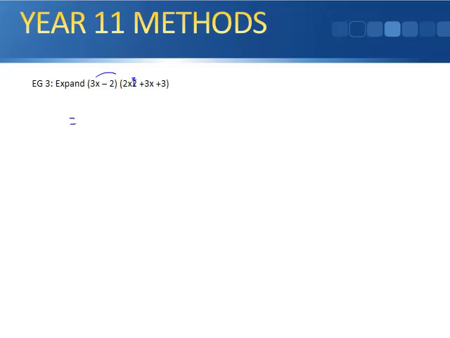So expanding this one, 3x times 2x squared gives me 3 2's are 6, and x squared times x gives me x cubed. 3 times 3x times the 3x gives me plus 3 3's are 9, x squared. And then the 3x times the positive 3 gives me plus 3 3's are 9x. And then I'll do the minus 2 with all of them.